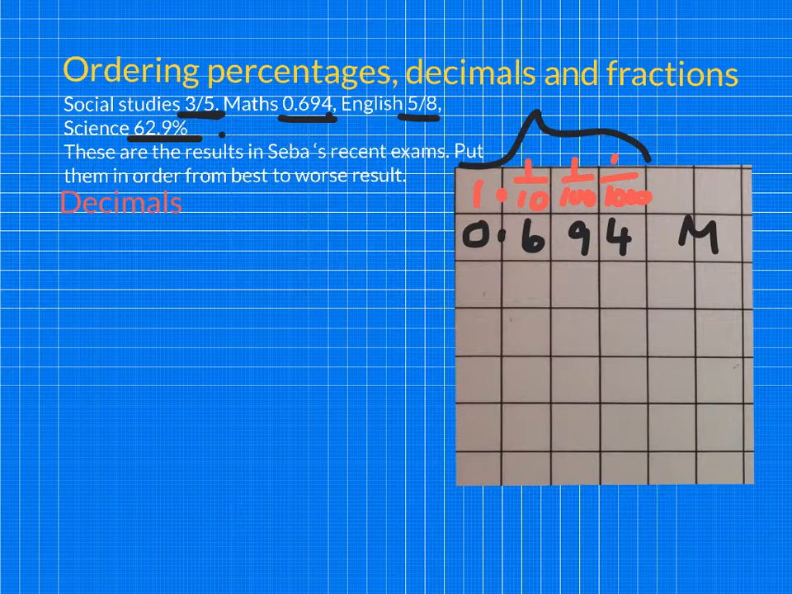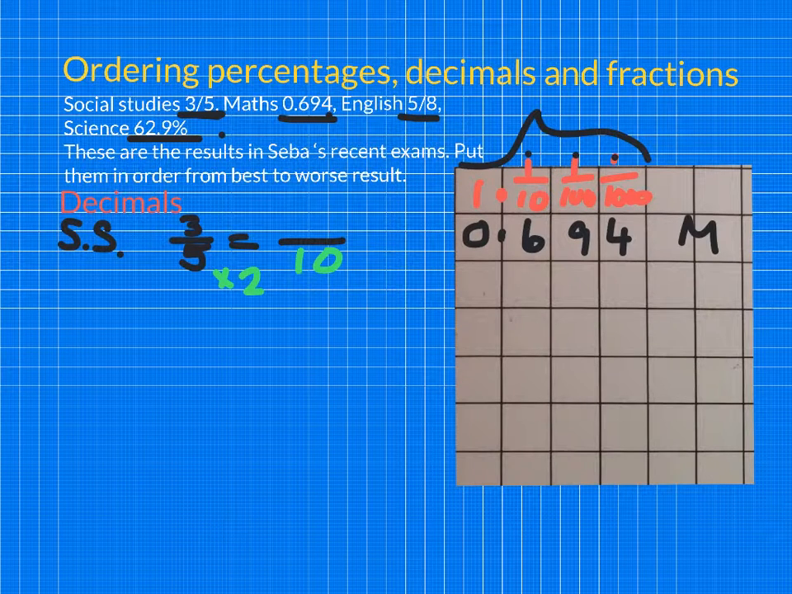Okay, now let's have a look at social studies. Social studies, their result was given as a fraction. They got 3 correct out of 5. And we need to change it into a decimal. So it doesn't really matter if it becomes tenths, hundredths or thousandths. Noticing here that we have a 5, we need to be able to multiply something up to make 10, to make 100 or to make 1,000. And in fact, to get 10 would be pretty straightforward just by multiplying by 2.